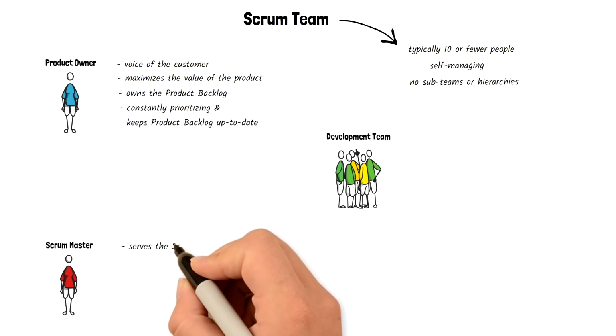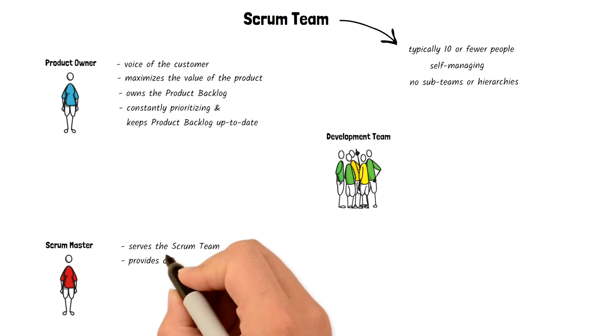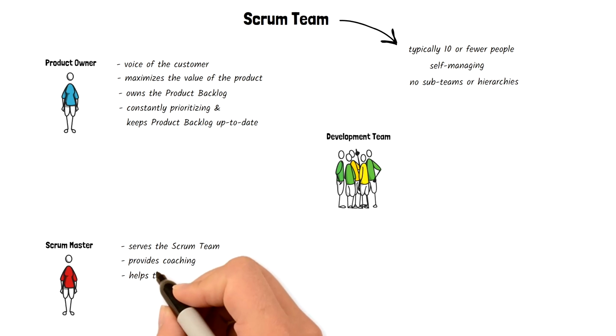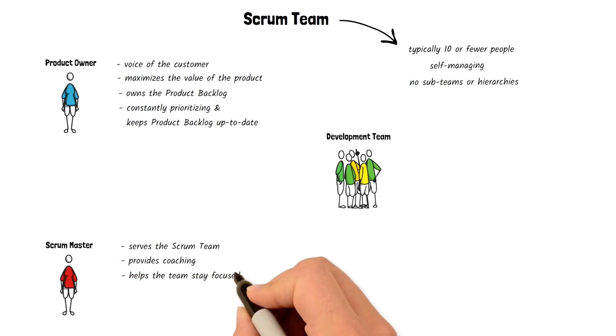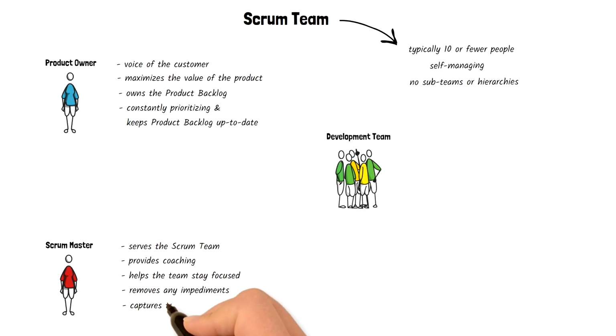The Scrum Master is a leader who serves the Scrum team. They are responsible for making sure the team executes using the Scrum framework. They provide any coaching or help with the Scrum theory and practice. They help the team stay focused on the goal and the active work. They remove any impediments the team might have that stands in their way in achieving that goal. They also capture the team metrics and ensure that all Scrum events take place in a time box.